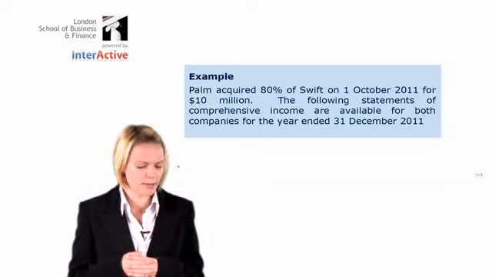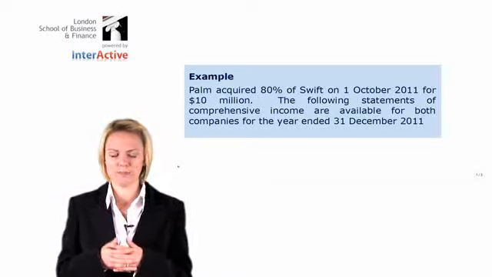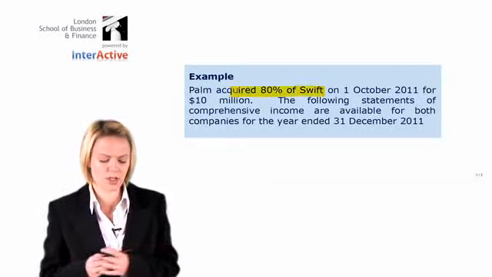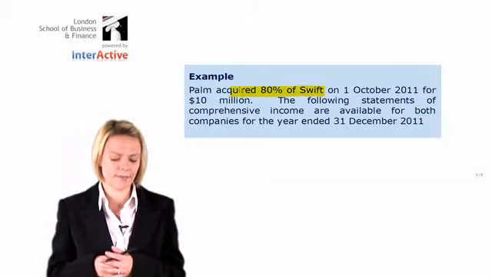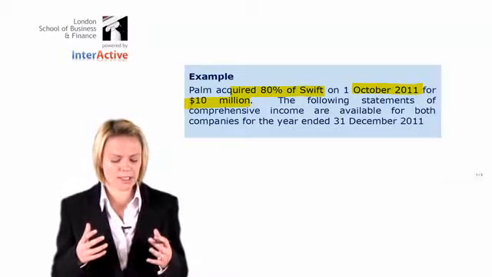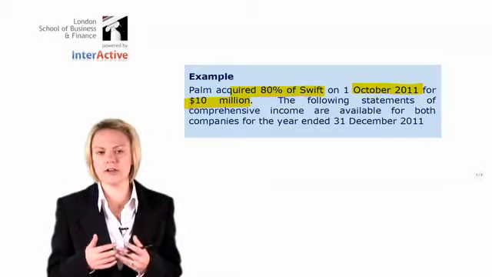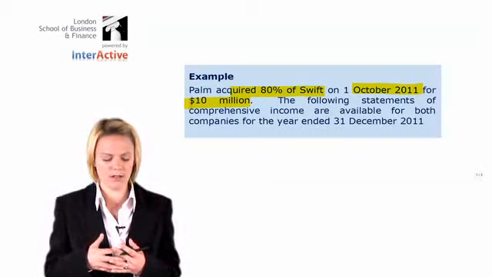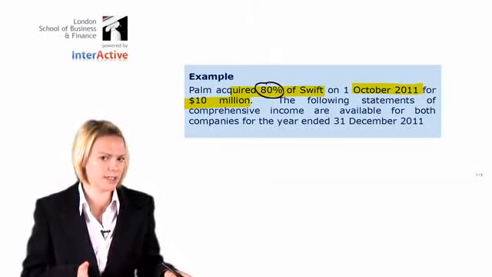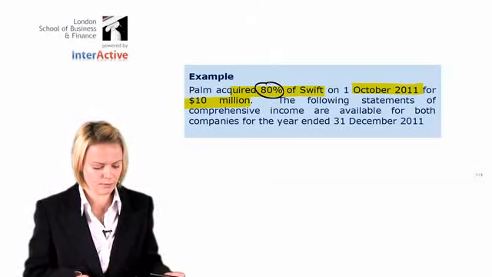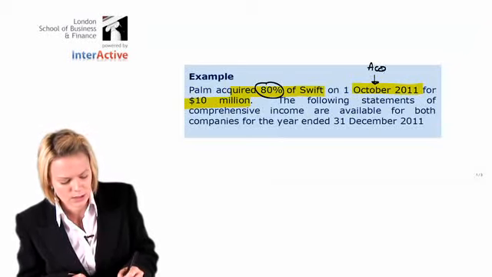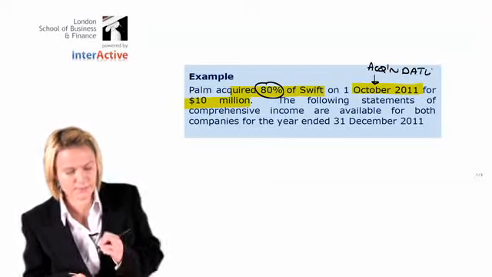So, in your notes then, we've got our example, which is Palm, and Palm acquired 80% of Swift on the 1st of October 2011 for $10 million. So, of course, Swift must be the subsidiary and Palm must be the parent. We have control. Remember, that's a key word in subsidiary and group accounting. Now, note then that the 1st of October 2011 is the acquisition date.